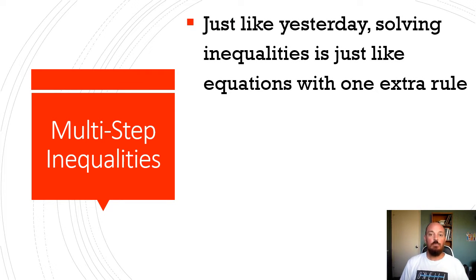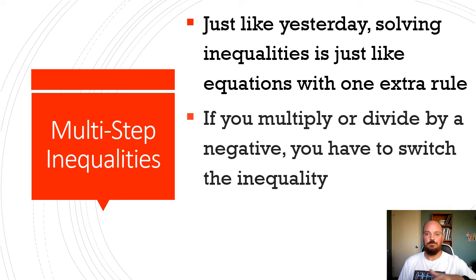Just like in part 1, like what we learned yesterday, solving inequalities is just like solving equations, but with that one extra rule. So just remember, I'm going to solve my equation, I'm going to isolate my variable, I'm going to do the same thing to both sides of the equation. I got that one thing in the back of my mind. If I ever multiply or divide both sides of the equation by a negative number, it flips the inequality. Less than becomes greater than, greater than becomes less than.